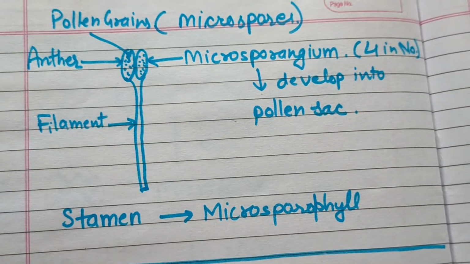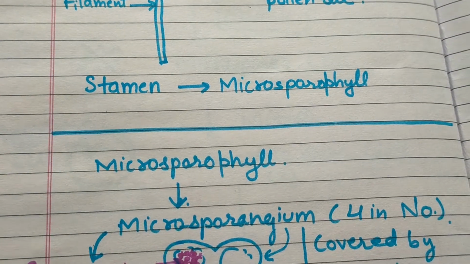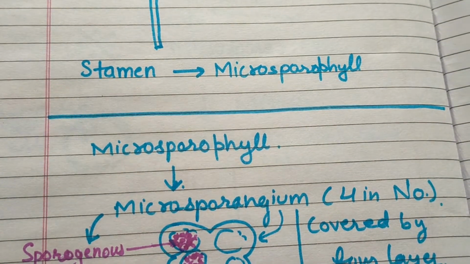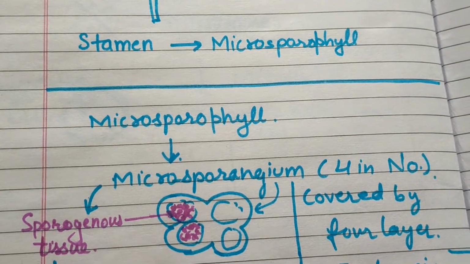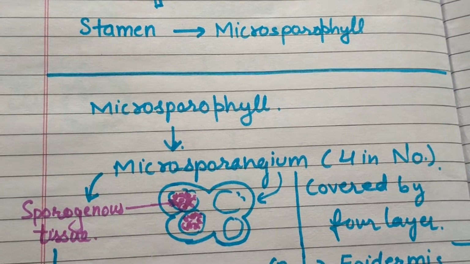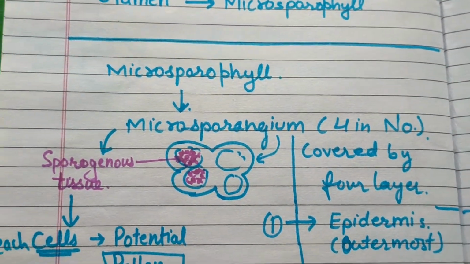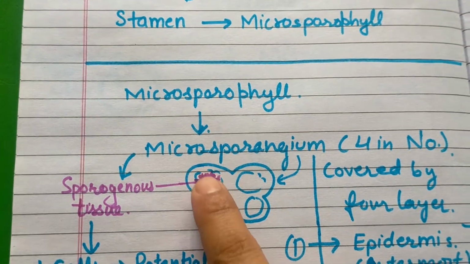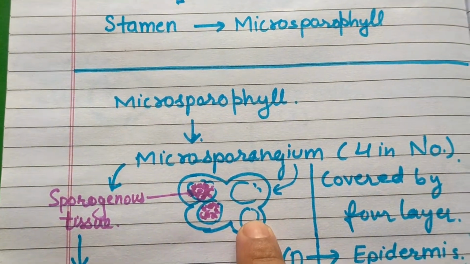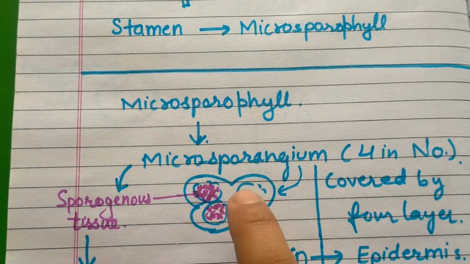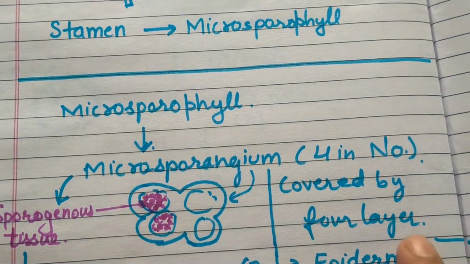So stamen, microsporophyll. Okay, so microsporophyll contains 4 microsporangium inside it. As you can see in the picture, 4 pollen sacs are present. Basically these are microsporangium, 4 in number, and these microsporangium are covered by 4 layers.